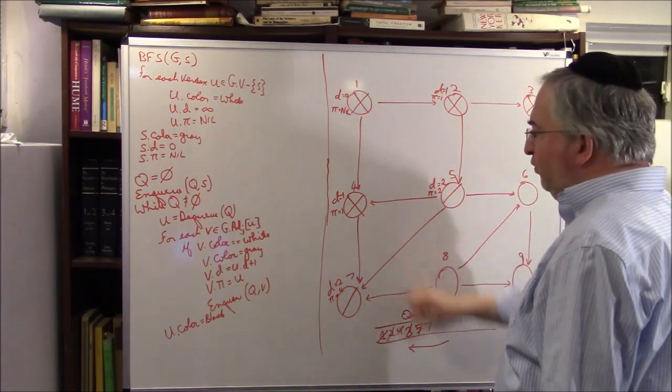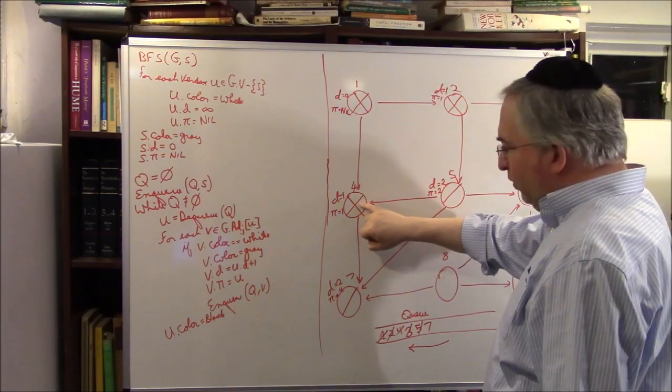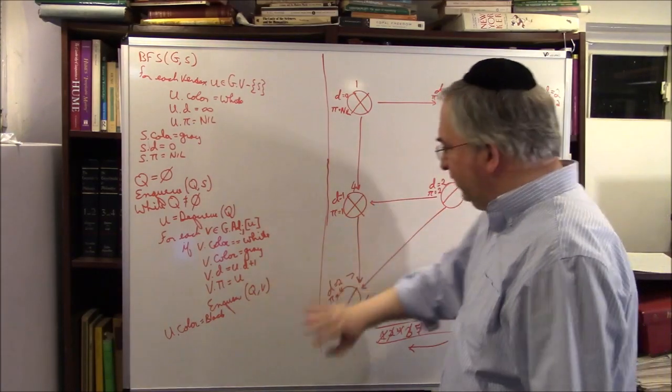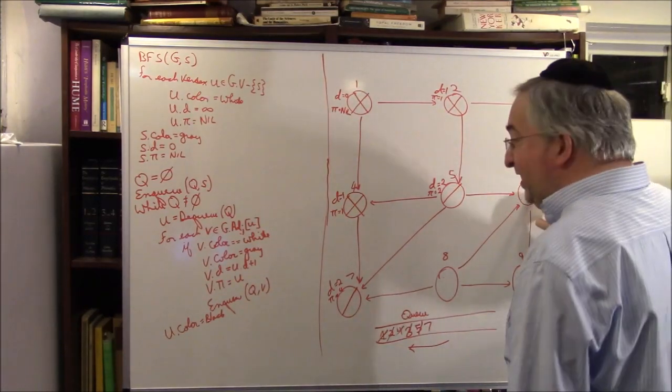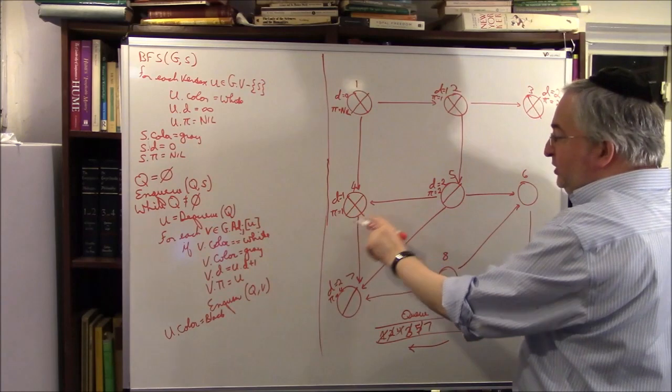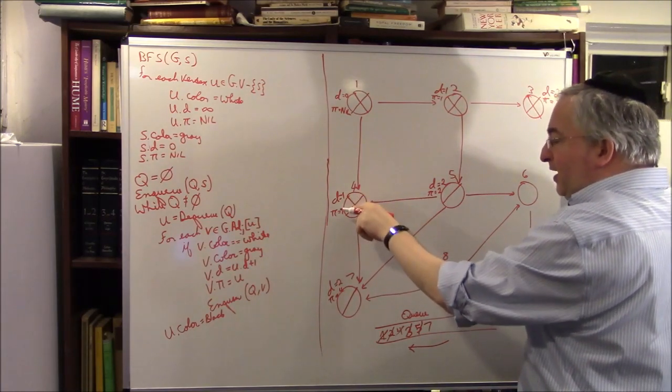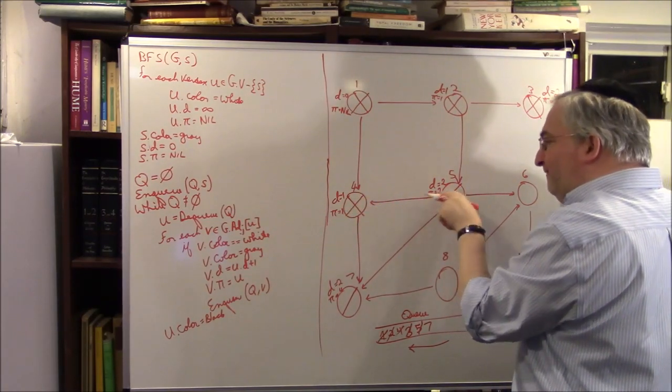Okay, let's look at 4. Is the color white? No, it's not. So we skip this whole thing. Forget it. Next, we look at 6. Is the color white? Yes, it is. The main point is this. We do not consider him to be a child of 5.